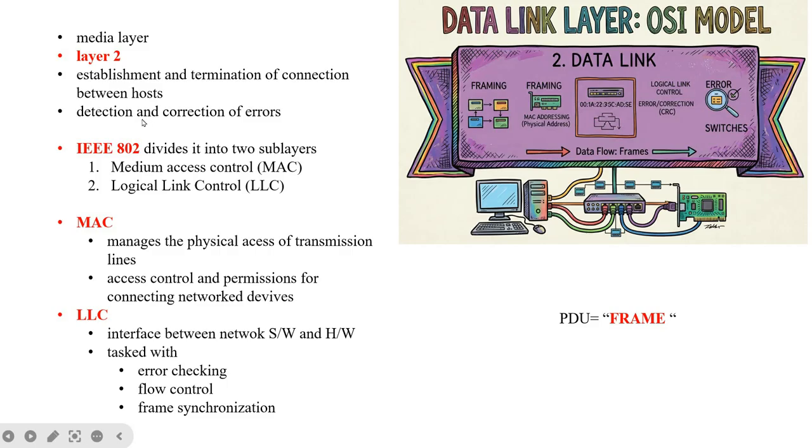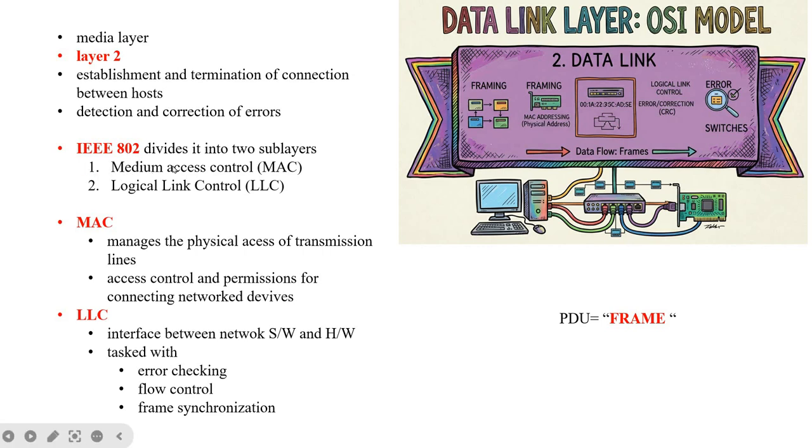It is a media layer, and here it is referred to as layer 2 of the OSI model. The data link layer is mainly concerned with the establishment and termination of the connection between the hosts, and the detection and correction of errors during the communication between two or more connected hosts.